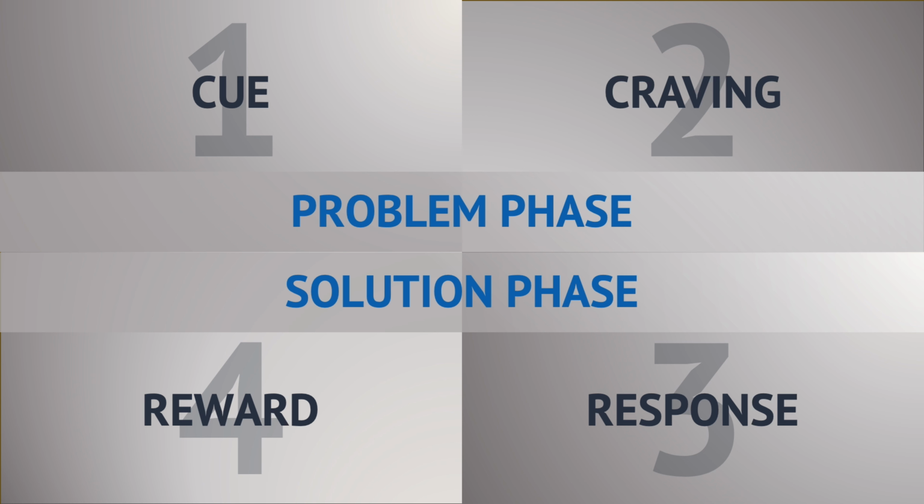The environment can shape the options available for responding to a cue and craving. The ease of access to certain behaviors or the presence of barriers can impact the likelihood of engaging in a particular response. Keeping unhealthy snacks out of sight or creating obstacles to accessing them can make it less likely for someone to engage in mindless snacking.